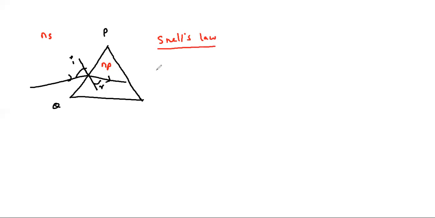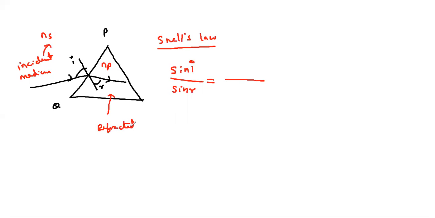As per Snell's law, the ratio of sine of angle of incidence to sine of angle of refraction is equal to the refractive index of the refracted medium with respect to the refractive index of the incident medium. So the surrounding medium is the incident medium, its refractive index is NS, and NP is the refractive index of the refracted medium. So the prism is acting like the refracted medium.